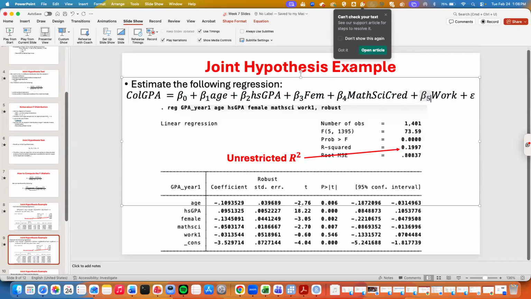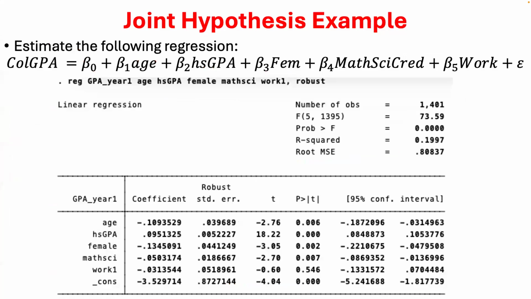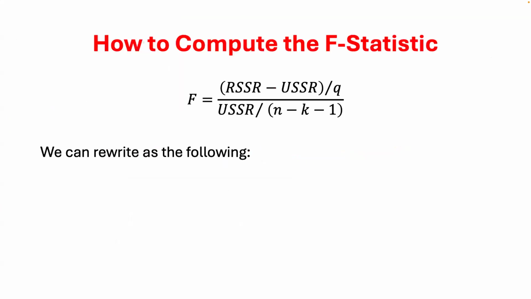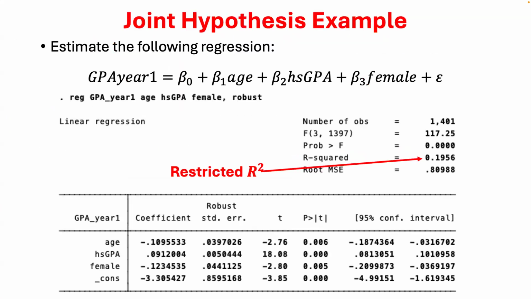So when I'm including all of those variables, this is going to be our unrestricted model. It includes all five. The restricted model, we are only including those first three. So what should happen to my R squared? It has two additional variables, so my R squared should be higher. Sure enough, it's 0.1997 instead of 0.1956. So it didn't go up by much, right? But it did go up, right?